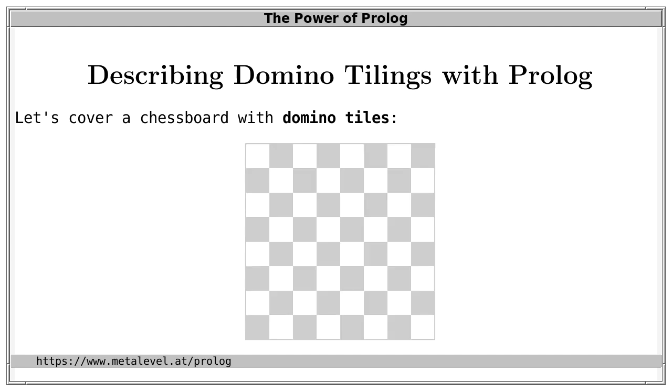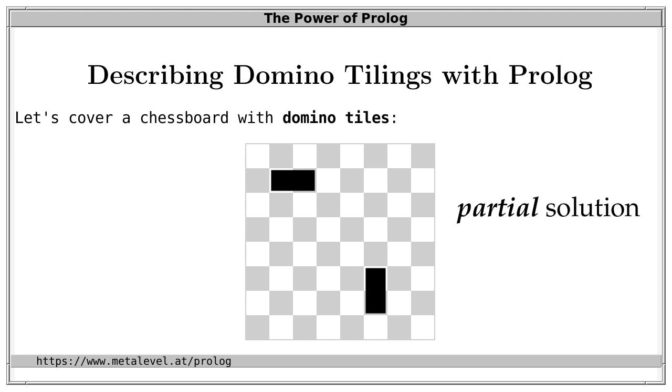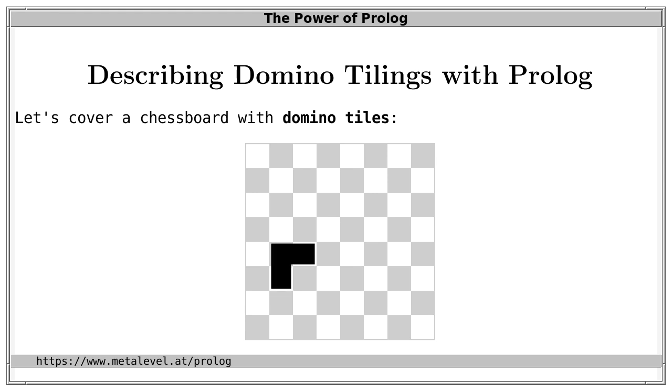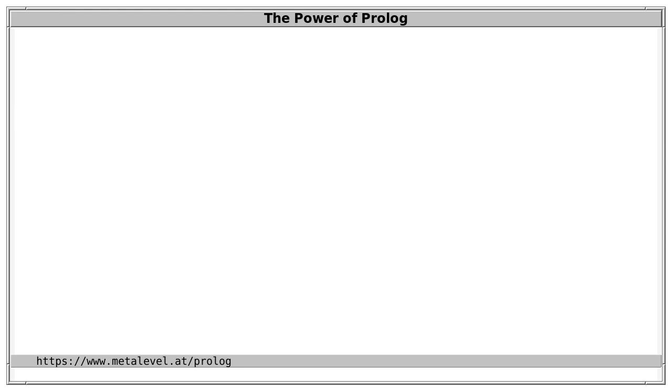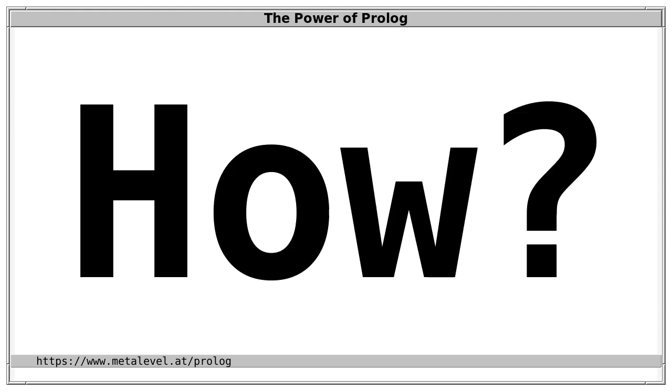Or maybe we are interested in a situation where a few tiles are already placed on the board. And the question is, can such a partial solution be completed to a full solution? Or maybe we are interested in a generalization of the task, where we have tiles with additional shapes, like this tromino or triomino. And in such situations, a Prolog formulation can help us a lot. The only remaining question is, how in the world do we formulate such a task with Prolog?